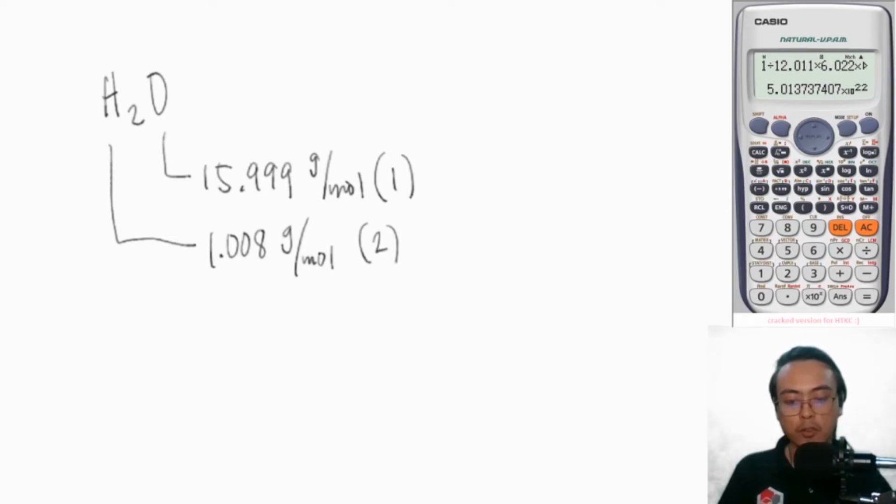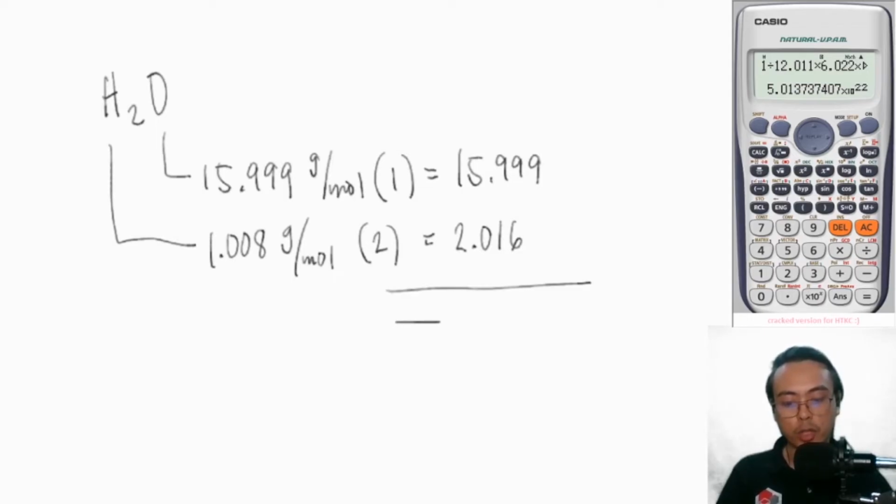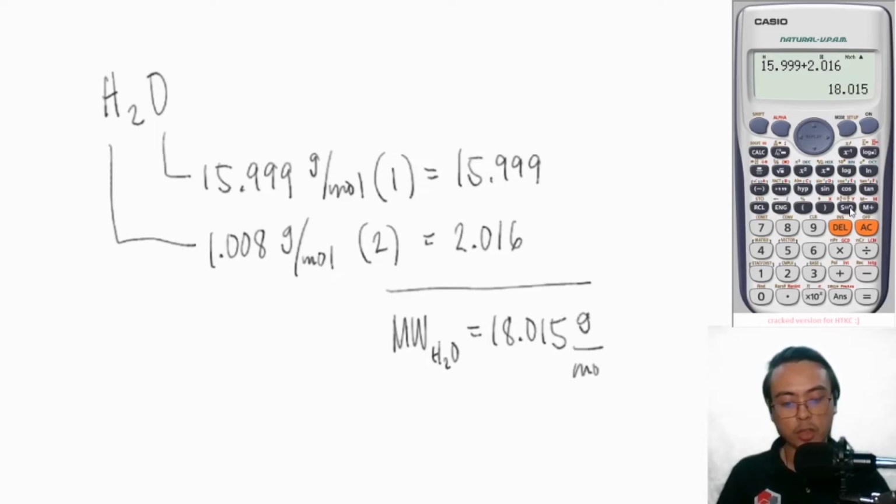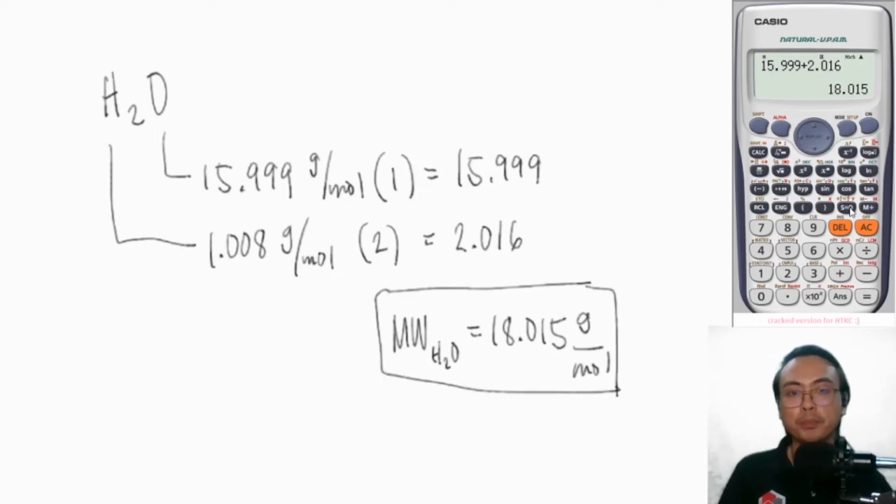So we have 15.999 for oxygen. And for hydrogen, we have 2.016. Next, it's just a matter of adding these two to get the molecular weight of water. The molecular weight of water is simply 15.999 plus 2.016. That is 18.015 grams per mole. So we have determined the molecular weight of water.